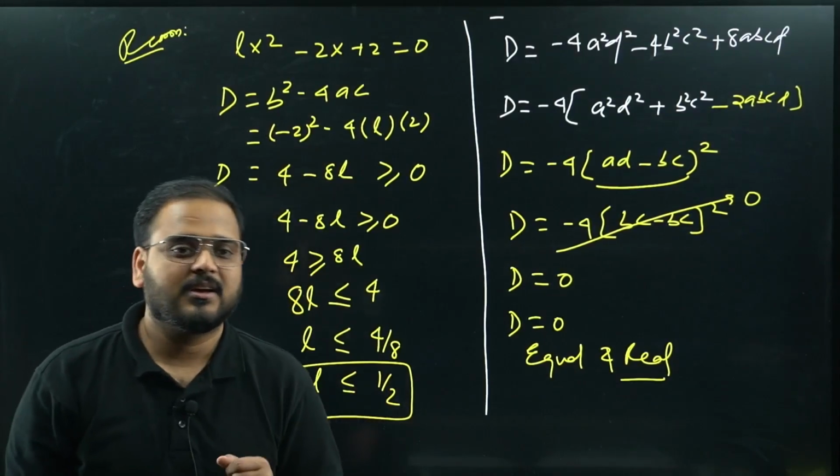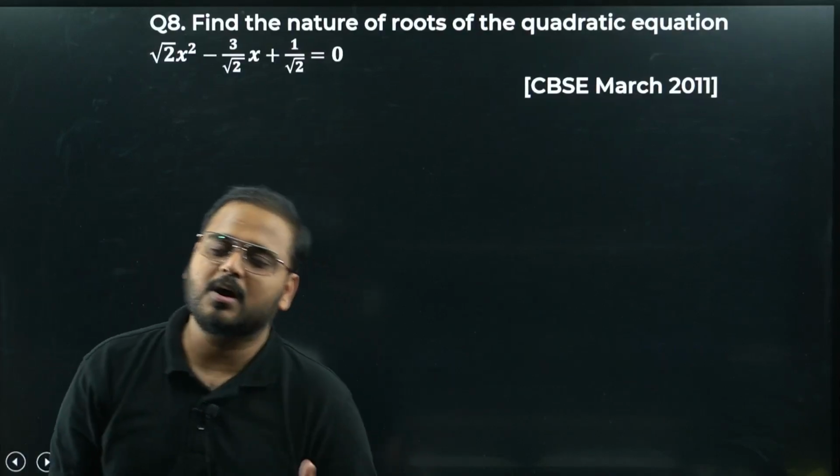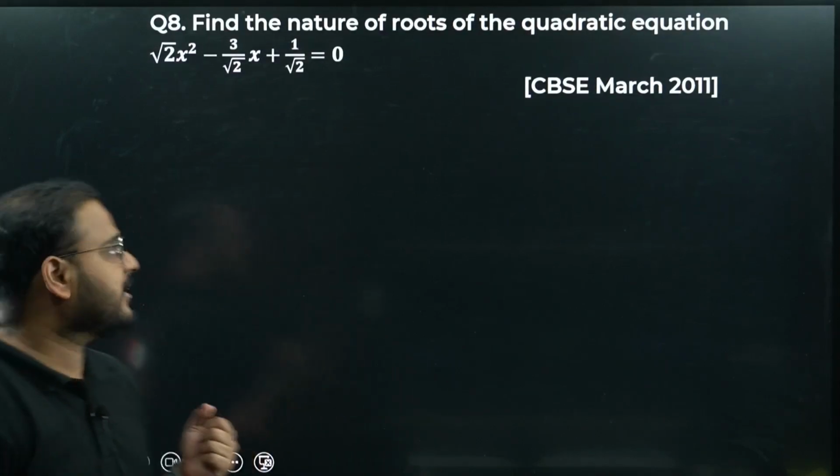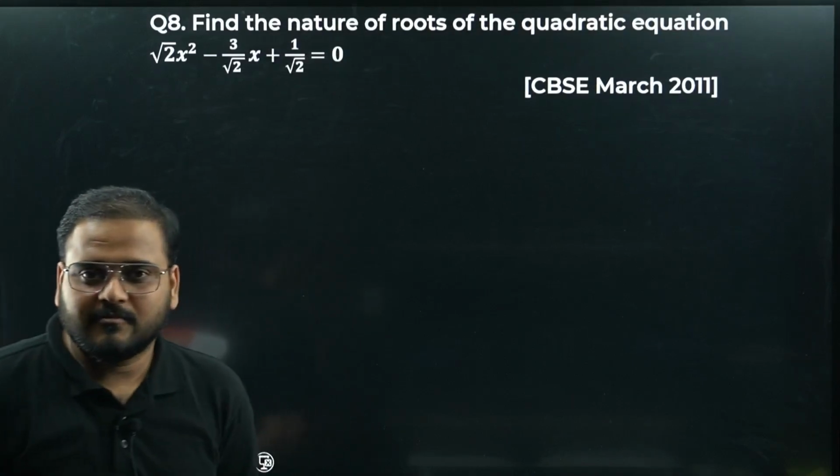Shall we move on? Now moving on to the subjective questions, 2 marker, 3 marker, 5 marker. Let's see the categories. Find the nature of the roots of the following equation. We can find it very easily.